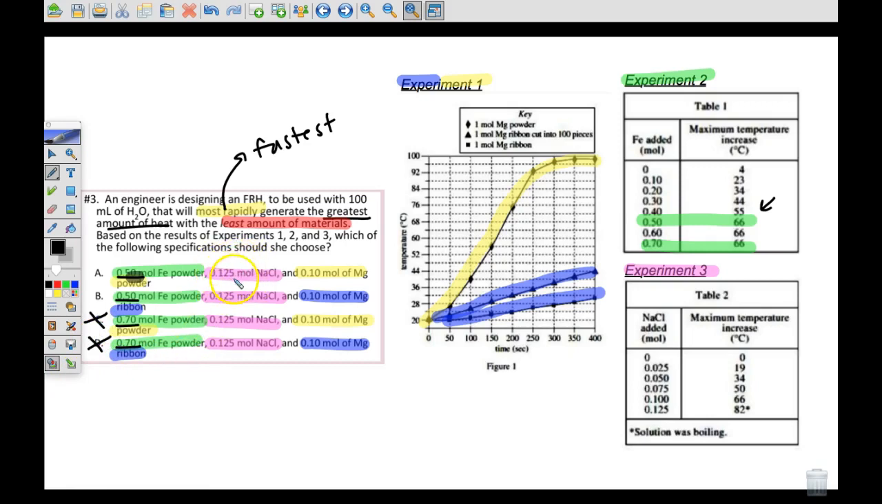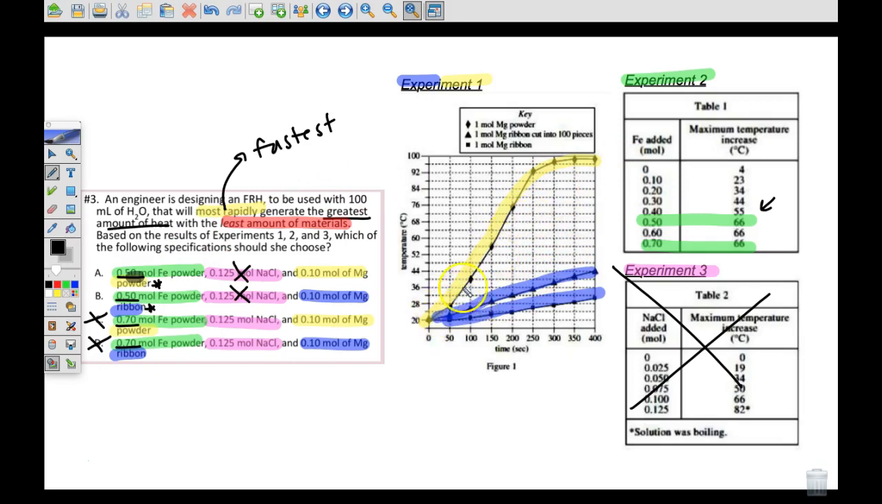The next factor, 0.125 moles of NaCl, okay, they're the same in both experiments, so I can actually just ignore experiment 3. I don't need to worry about that at all. So the last piece is that we have 0.1 moles of magnesium powder versus 0.1 moles of magnesium ribbon, which is coming back to that first experiment and this really sweet looking graph.